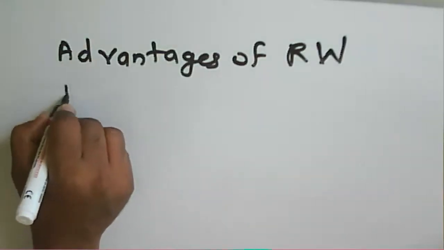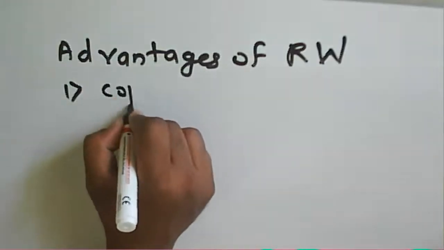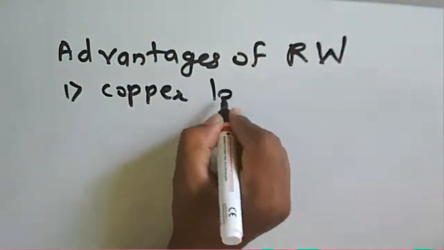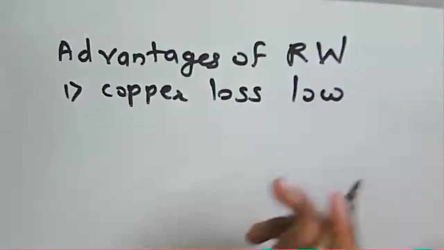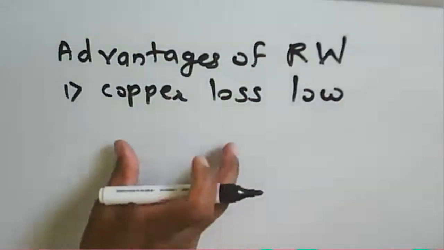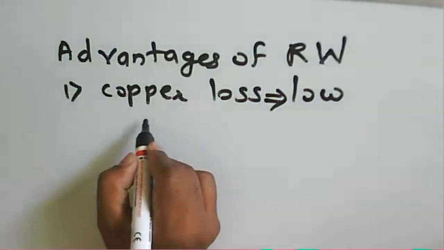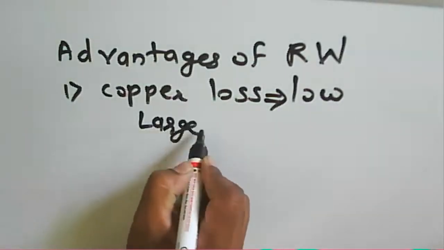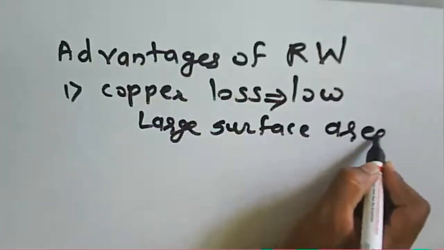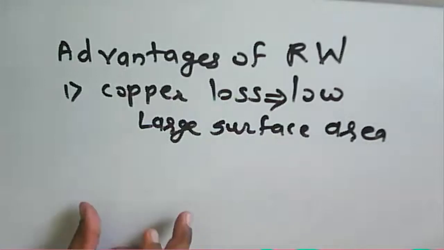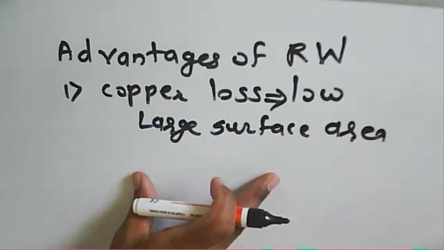So one is about a loss, that is the copper loss. The copper loss is low, or it reduces, because of the large surface area. Because of that large surface area, it reduces the copper loss, which is called the I square R loss.